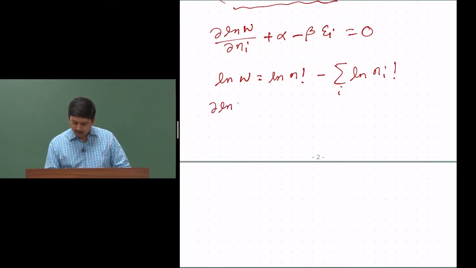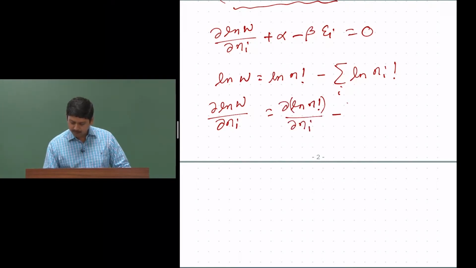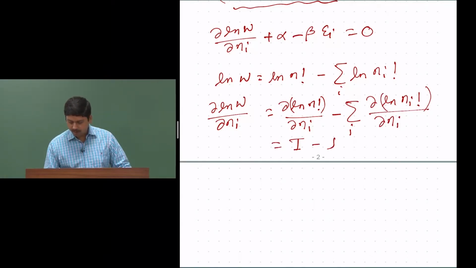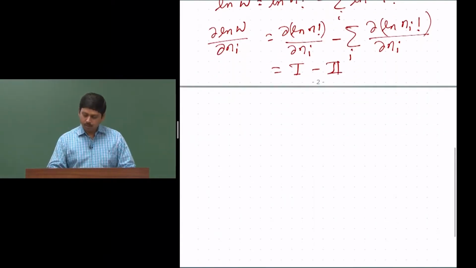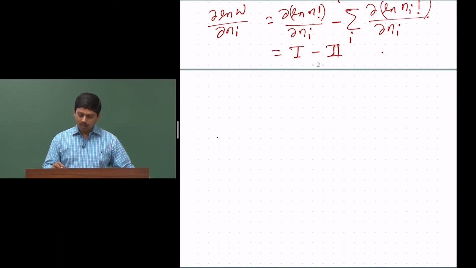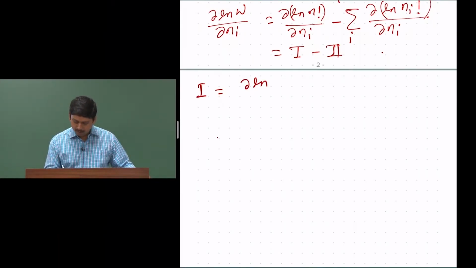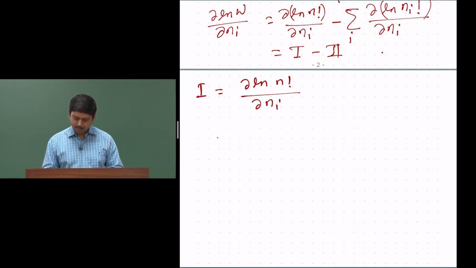So, del ln W by del ni will be del ln of n factorial by del ni minus sum over i of del ln ni factorial by del ni. Let us call them 1 and 2. Now let us do 1 and 2 separately. So, 1 is del ln n factorial by del ni.